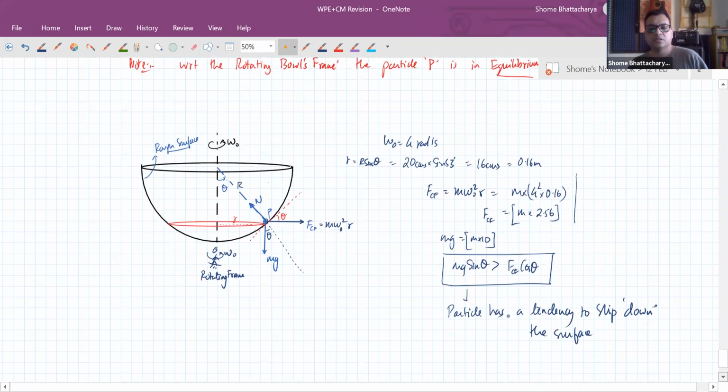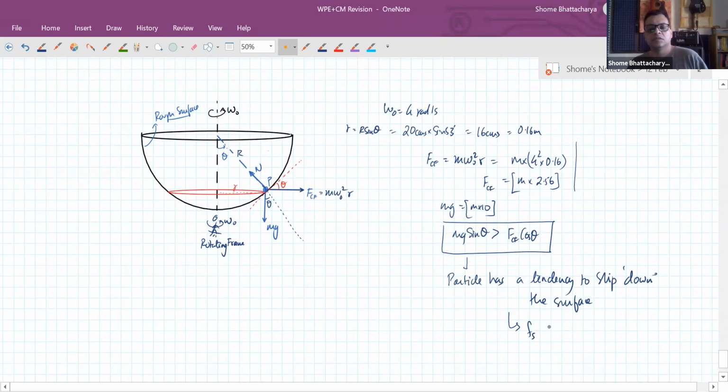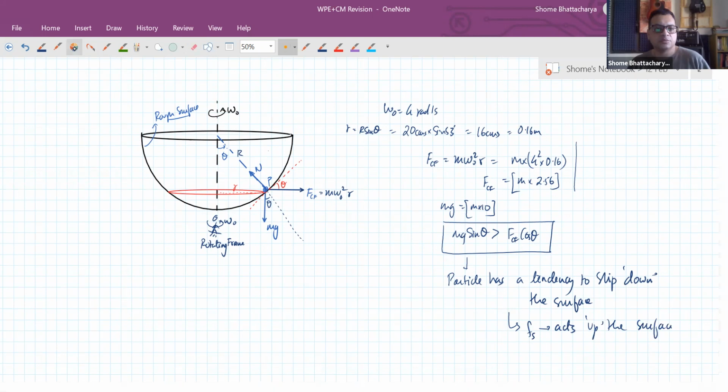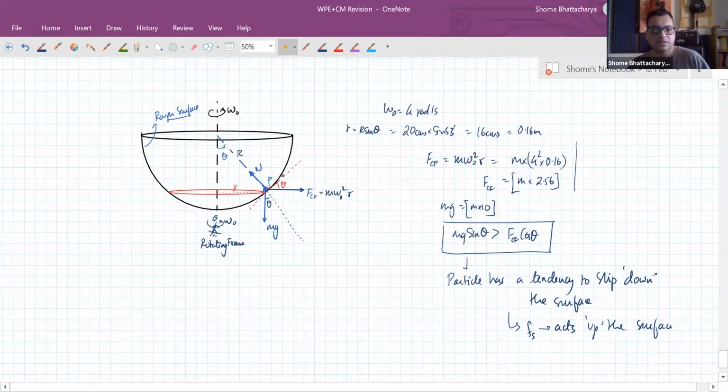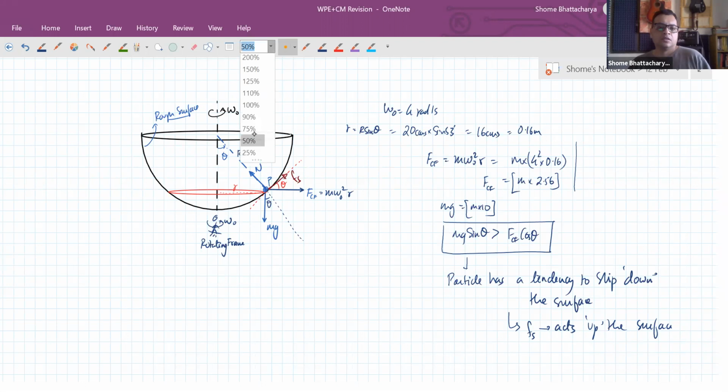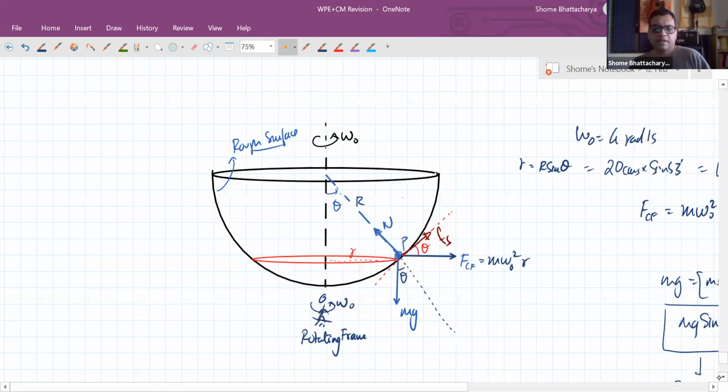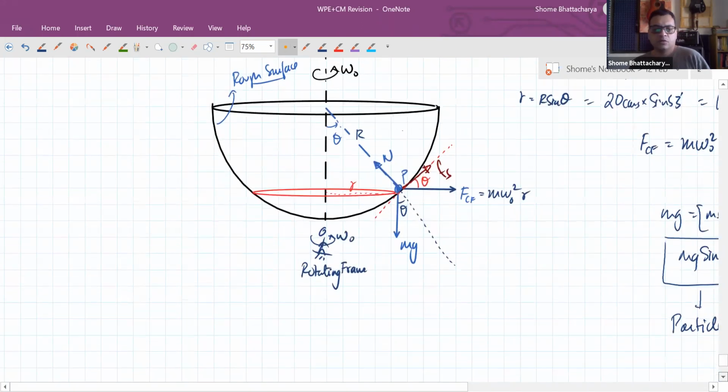So static friction has to act up the surface. So that will now justify the next thing I'm showing, that the direction of static friction in this diagram will be like this, along this direction. Okay. So in a moment, I'll make a more detailed diagram of this with the forces resolved and all that.